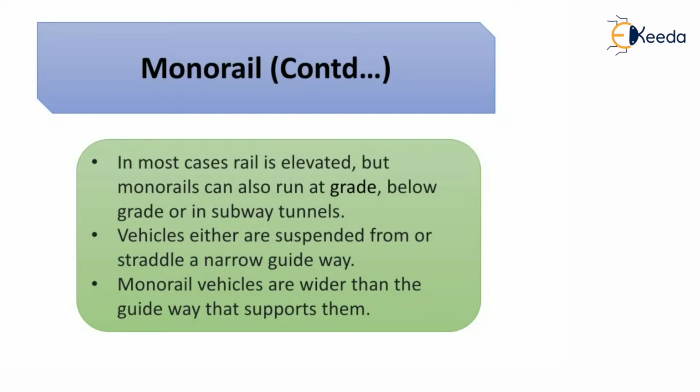Vehicles are either suspended from a guideway, or run straddling a narrow guideway, that is, a suspended way or a straddle way. The monorail vehicles are wider than the guideway that supports them.